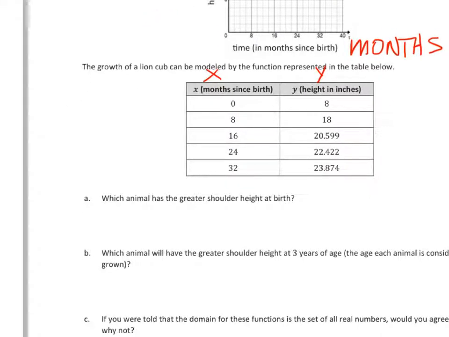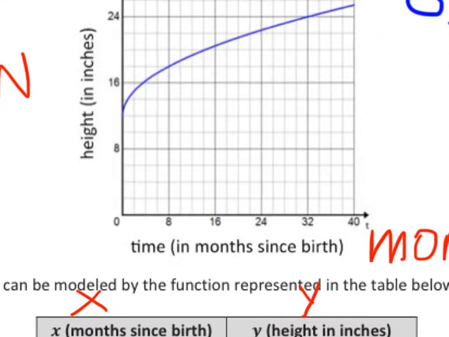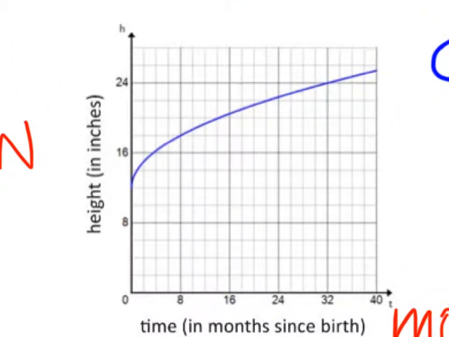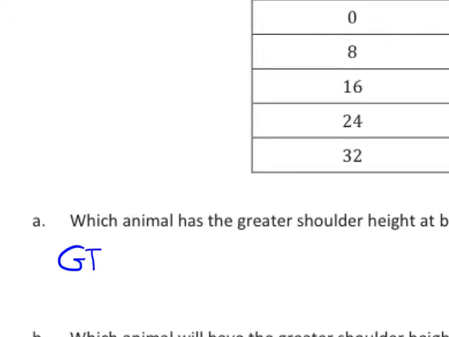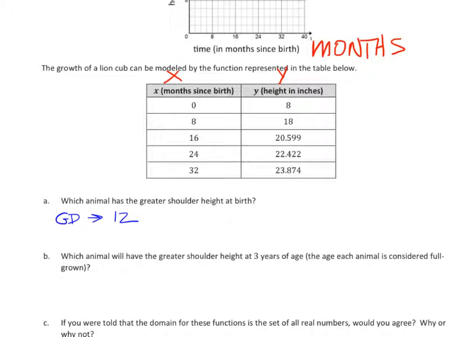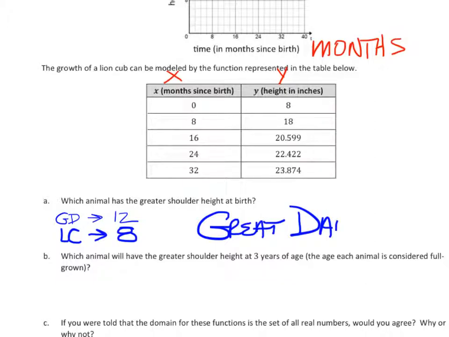Which animal has the greater shoulder height at birth? What is the shoulder height of the Great Dane at birth according to this graph? 12. All right, let's look here. This is 8, so if we go 10, 12, 14, yeah, it looks like it's at 12. So we'll go with the Great Dane at 12. All right, so down here, the lion cub at birth is how long in inches? Or no, how tall in inches? 8 inches. So LC, 8. Which has the greater shoulder height? The Great Dane, yes. Very simple problem to solve. You just know how to read a table and a graph.